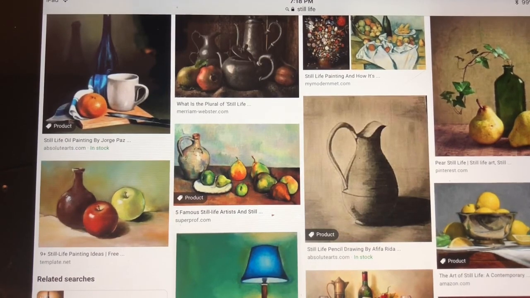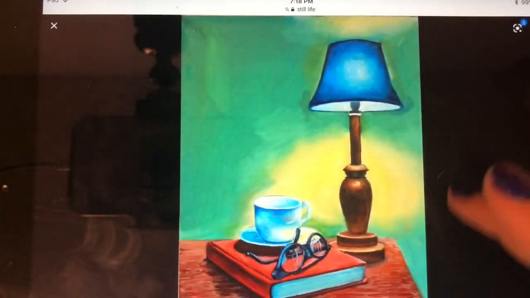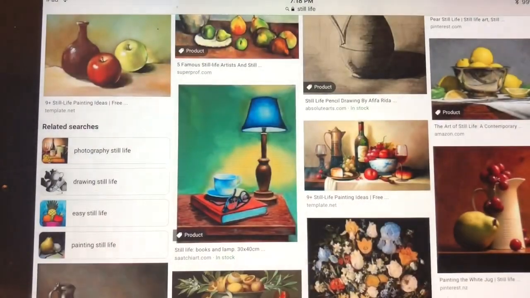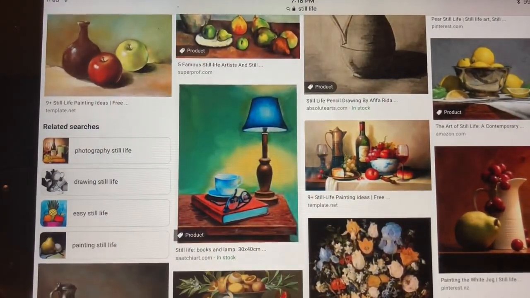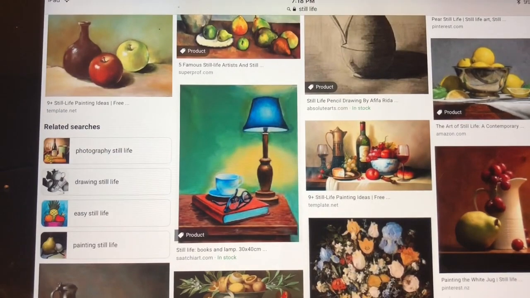We gotta move. So they usually picked up different bottles. They picked up lots of different fruit. You can even see there's a book with a lamp. And the idea is that it kept it still and then you brought life to it. So that's why it's called a still life.